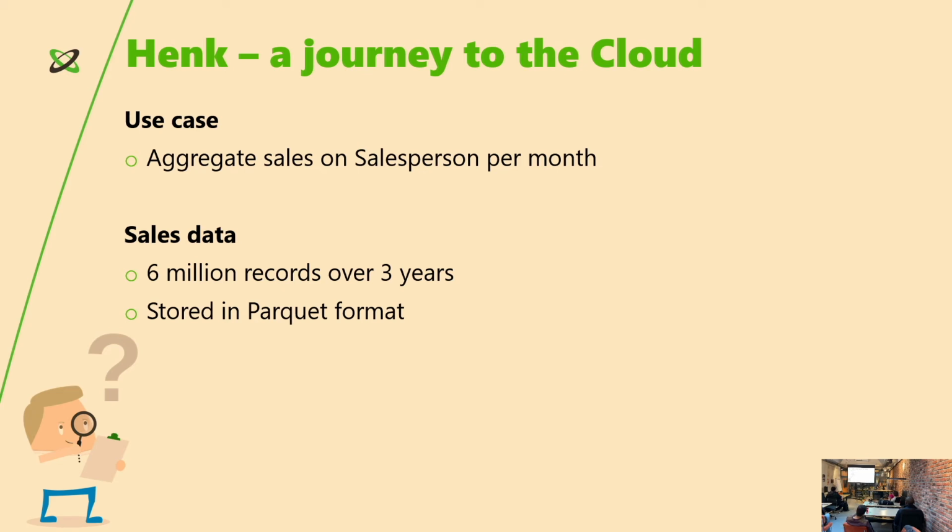Okay, what does Henk need to do? He needs to aggregate sales, the sales that people have, you know, sold for his company, per salesperson per month. Because his manager would like to know what salesperson has outperformed throughout the years and who has done the best job. The sales data he has is about 6 million records over the last 3 years. And it's stored, this is pretty standard for us data engineers, in Parquet format.